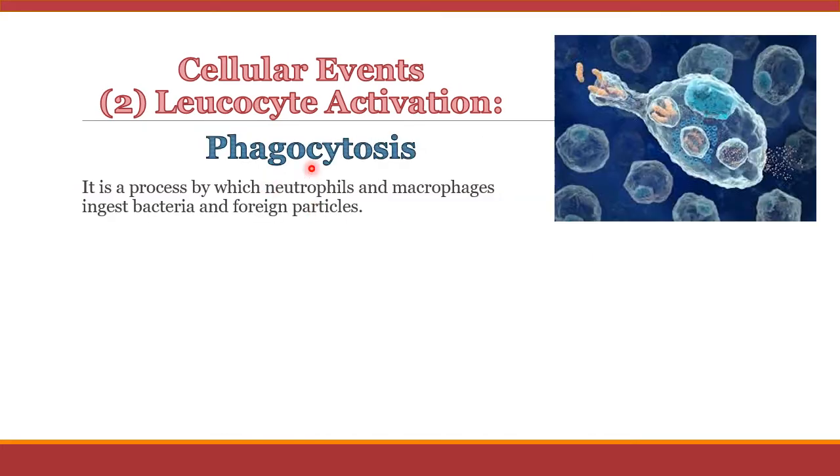The first function we mentioned is phagocytosis. So we need to shed some light on this very important process in acute inflammation. Phagocytosis is the process by which the neutrophils and the macrophages ingest or eat up the bacteria and the foreign particles. And this is a very nice representation of phagocytosis.